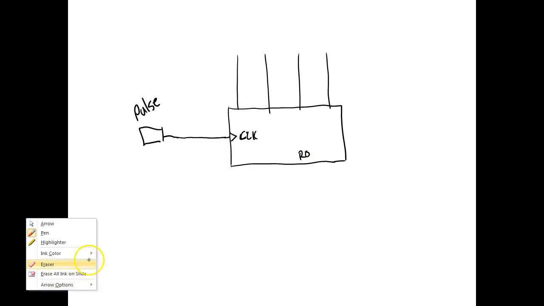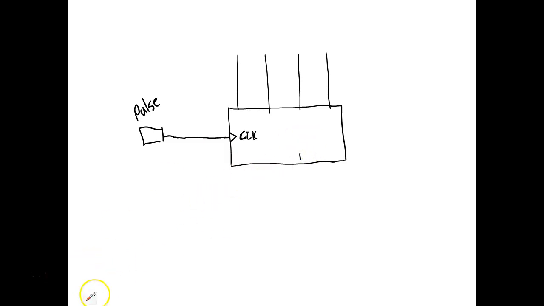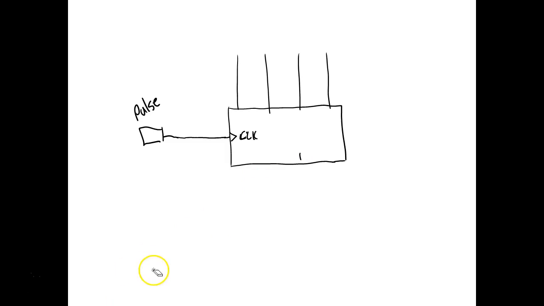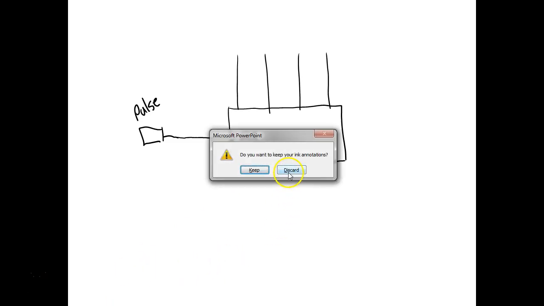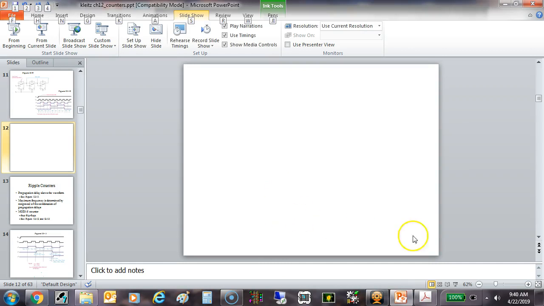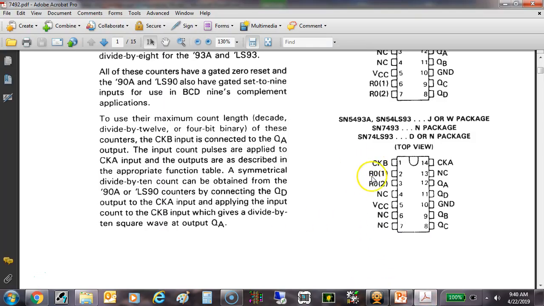It's called RS though on the data sheet, right? No, on the actual data sheet. Yeah, those guys are wrong, right? It's actually R0 for reset 0, but it's reset 0. So it's R0, reset 0, 1, and reset 0, 2.